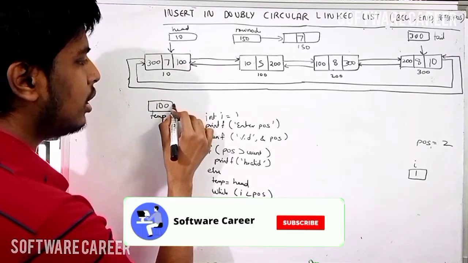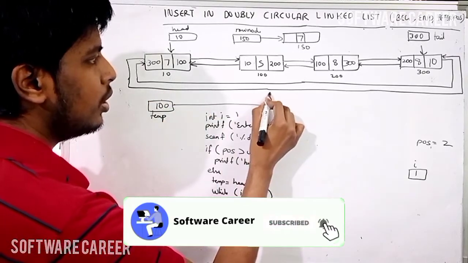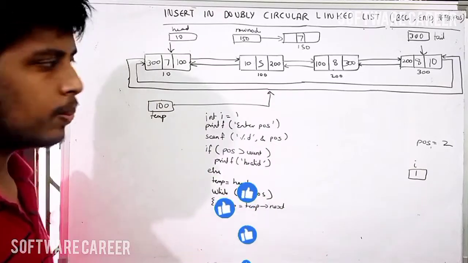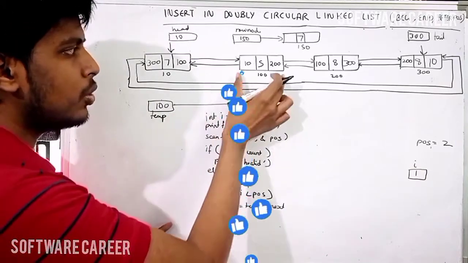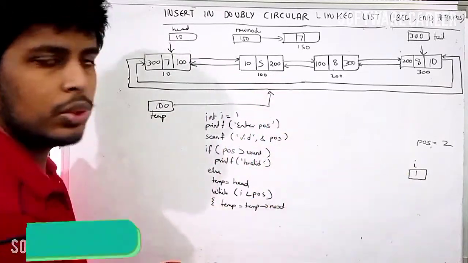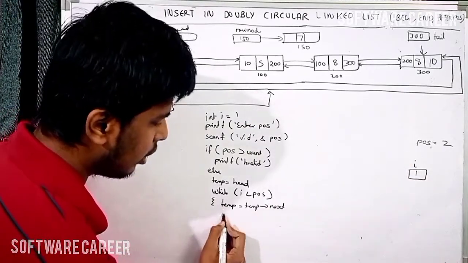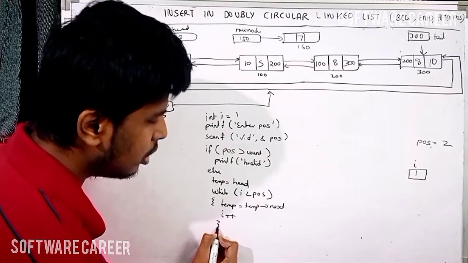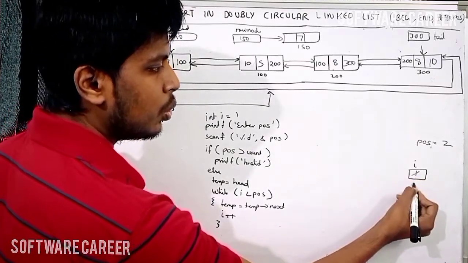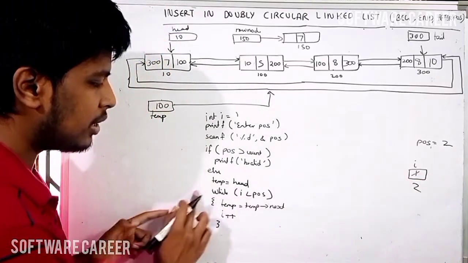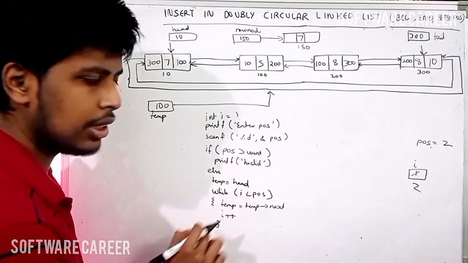Now this pointer is cancelled and this temp pointer is pointing to the next node, that is address 100. Now see, this temp pointer is pointing to the second node. So i should be 2. So I should increase the i value by 1. So see here I am writing i plus plus. So 1 is updated to 2. Now again go back and check the same condition, whether i is less than position.